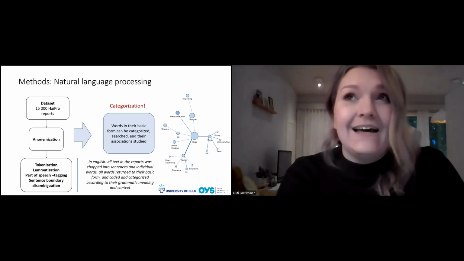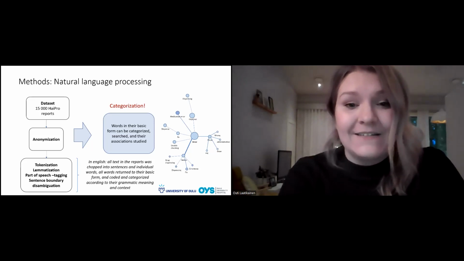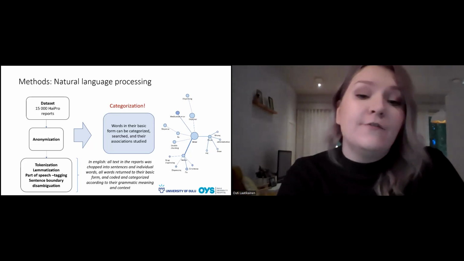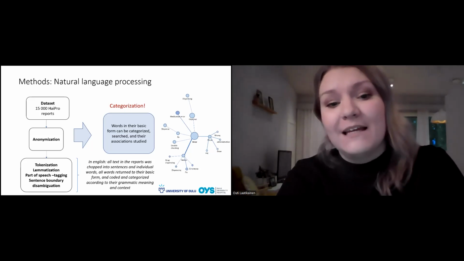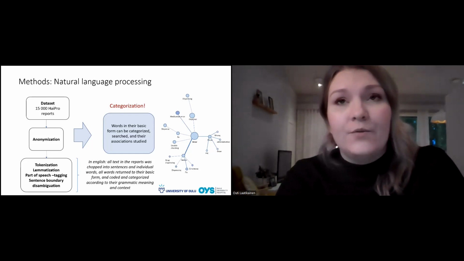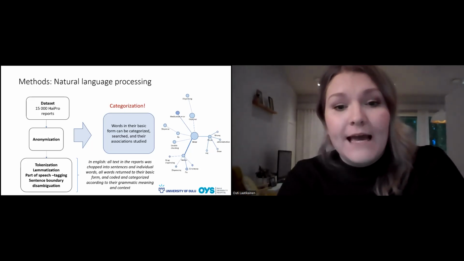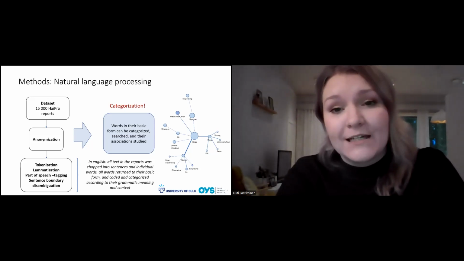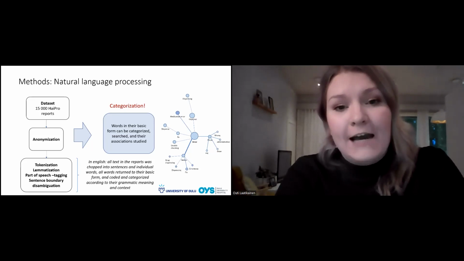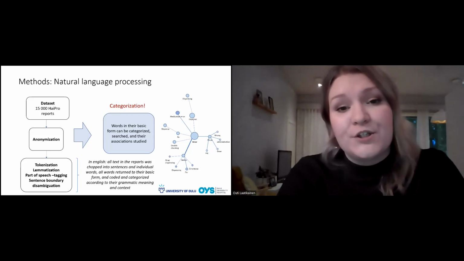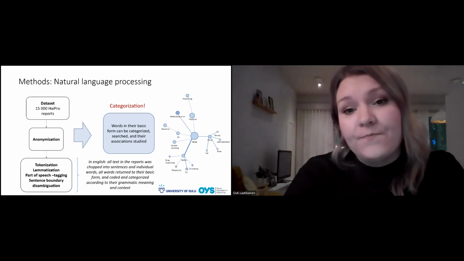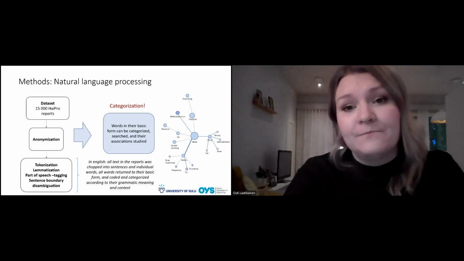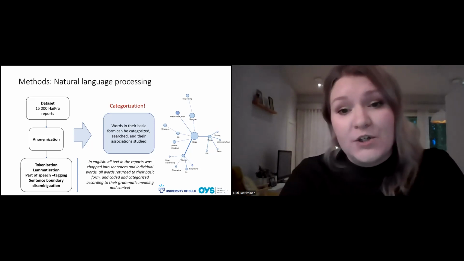So basically, every text that was in the reports was first chopped into sentences and then into individual words. And the words were returned to their basic form, and they were coded and categorized according to the grammatical meaning and context of the word. So after this process, we pretty much just had words in their basic form that were labeled, so they could be categorized, searched, and the associations of the words could be studied.